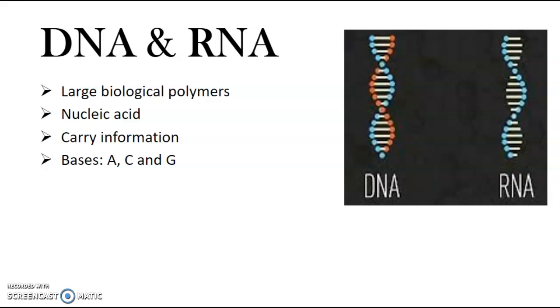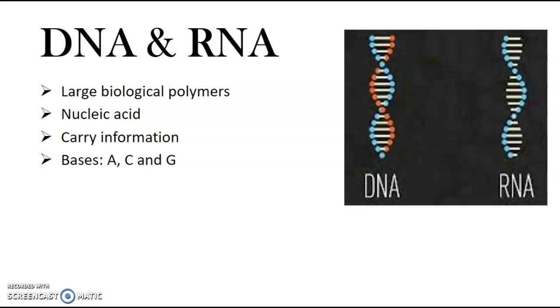Both DNA and RNA are long linear polymers called nucleic acids that carry information in a form that can be passed from one generation to the next. The bases that they use are A, C, and G. They both consist of sugar, nucleotides, and phosphate backbone.